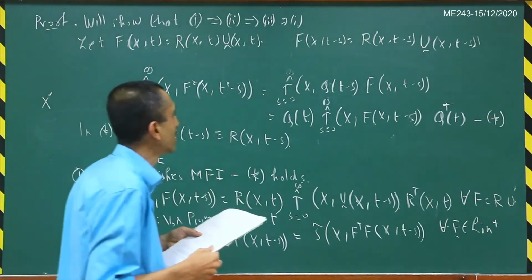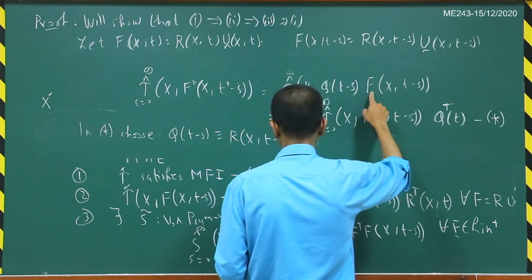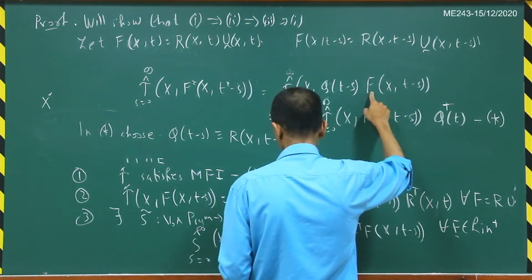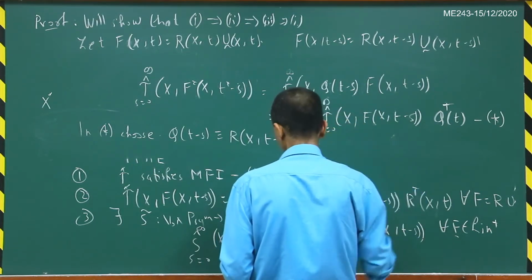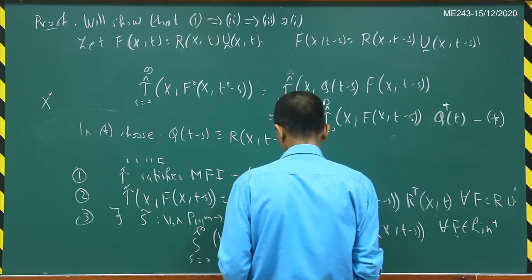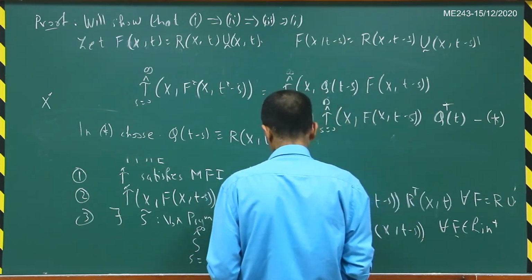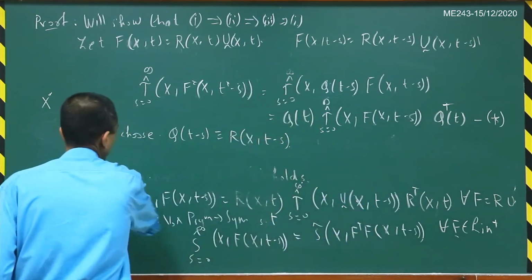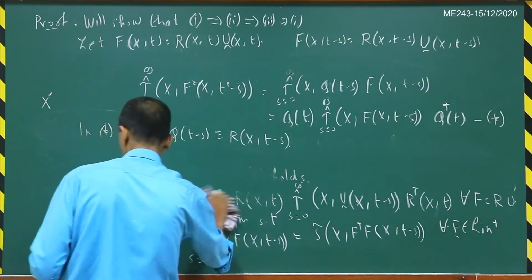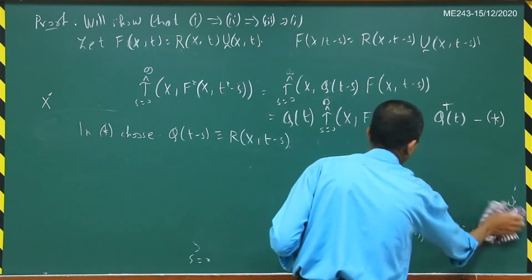Then once I take this, F is RU, so you can write this in the following way. Let us just write that. So if we choose now, let us see. Let me just erase this particular part also.